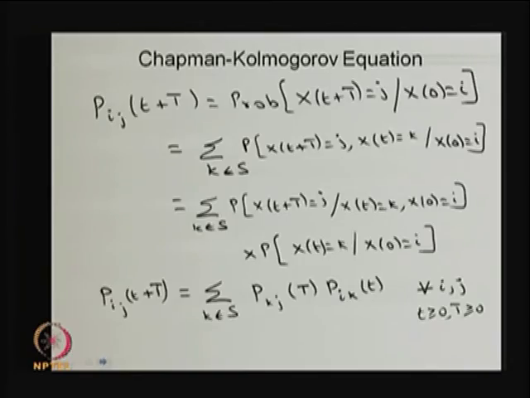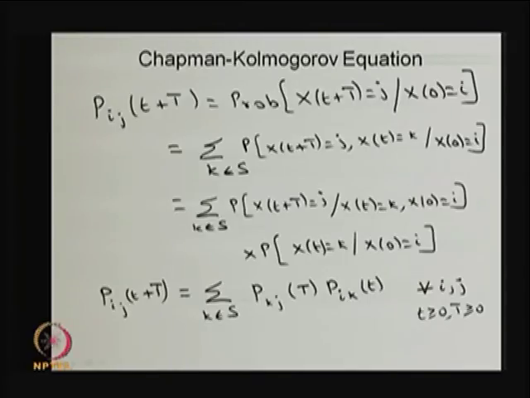Now I am going to find out the Pij of t. For that I am going to do the derivation starting with the Chapman-Kolmogorov equation. Let me start with the transition probability of the system moving from i to j during the time 0 to t plus capital T.